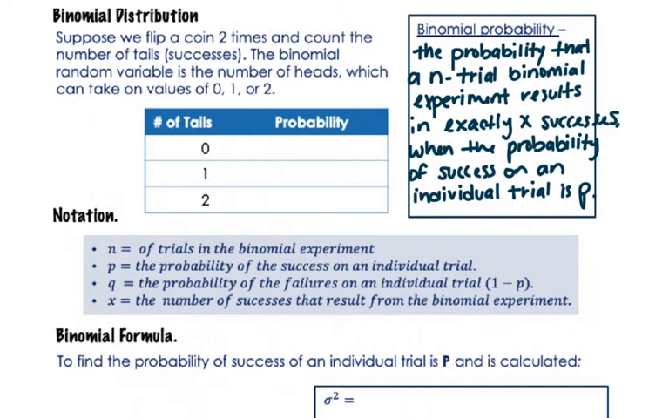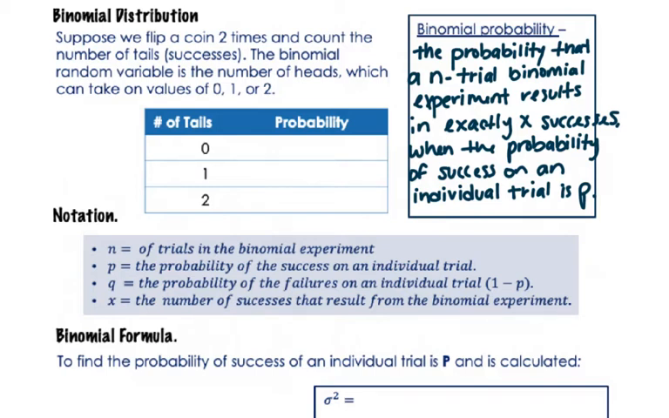So this is very wordy, but over to the right, binomial probability: the probability that an n-trial binomial experiment results in exactly x successes, when the probability of success on an individual trial is p. Okay, so an example.